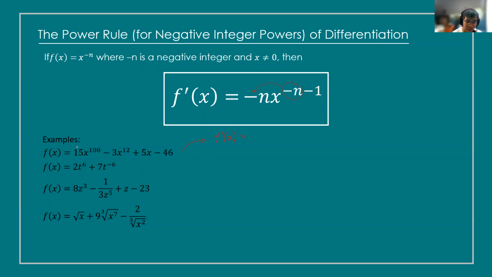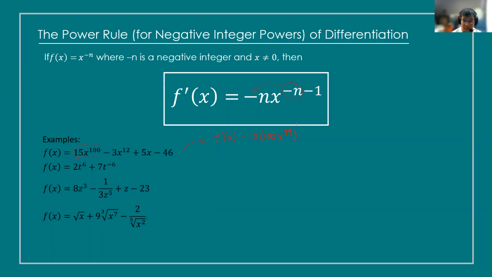Looking at the first term, we have a coefficient of 15. As per the rule, we have to multiply the coefficient, the constant, with the derivative of the variable. So first is 15, then multiplied by the derivative of x to the power of 100. As per the power rule, bring down the exponent first, multiply by x, and then the exponent is taken away by 1. So instead of 100, this becomes 99.